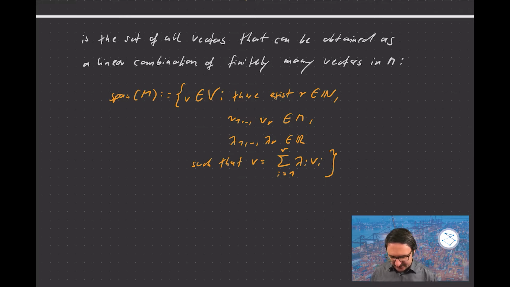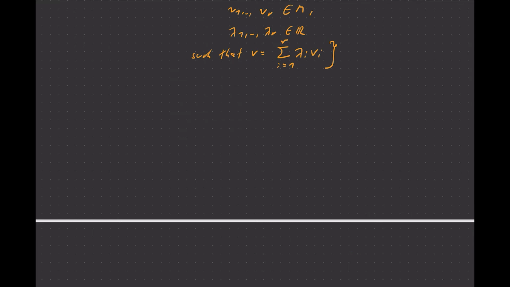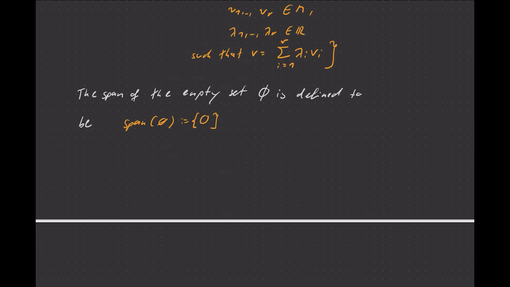And one special case that we'll also write down: we'll define the span of the empty set to basically be the empty sum. And the empty sum is zero. So the space that only contains the zero vector will be considered the span of the empty set. It will turn out to be a useful definition later on. The span of the empty set is defined to be, as I said, by definition, the vector space that only contains the zero vector.